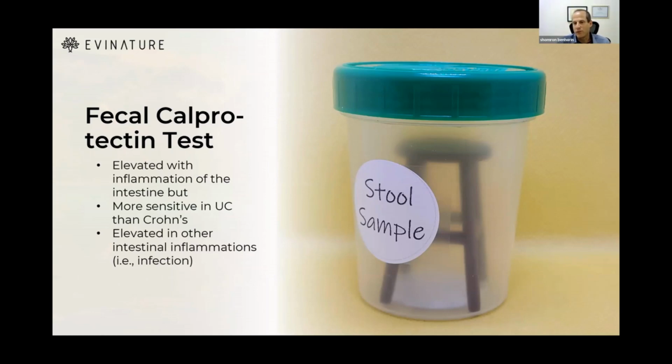But it is not influenced if one has sinusitis, or if one has a flu. So in that sense, it's very helpful for us. If you get an elevated calprotectin, by and large, it indicates that we really have to look into the situation of IBD.